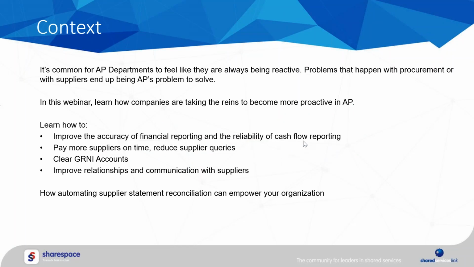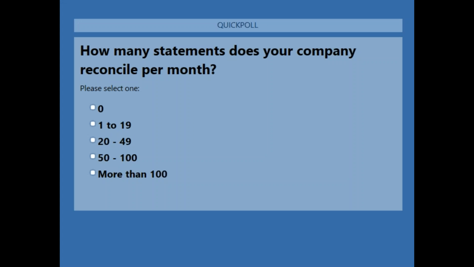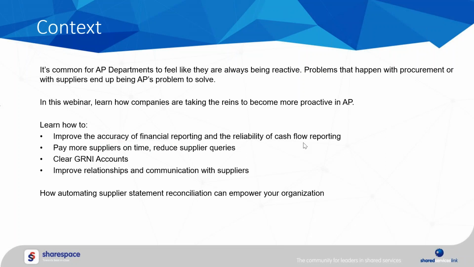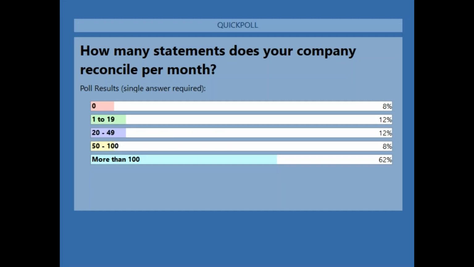So one more poll, and this is more specifically about supplier statement reconciliation. How many statements does your company reconcile per month? Is it 0? Is it between 1 to 19? Between 20 and 49, 50 to 100, or more than 100? Great to see lots of you voting here. Again, we've got over half, and we'd like to get it closer to 70. So we'll be closing the poll in 3, 2, 1. And that's again with about 70% of you voting, and the results are coming up on your screen now.